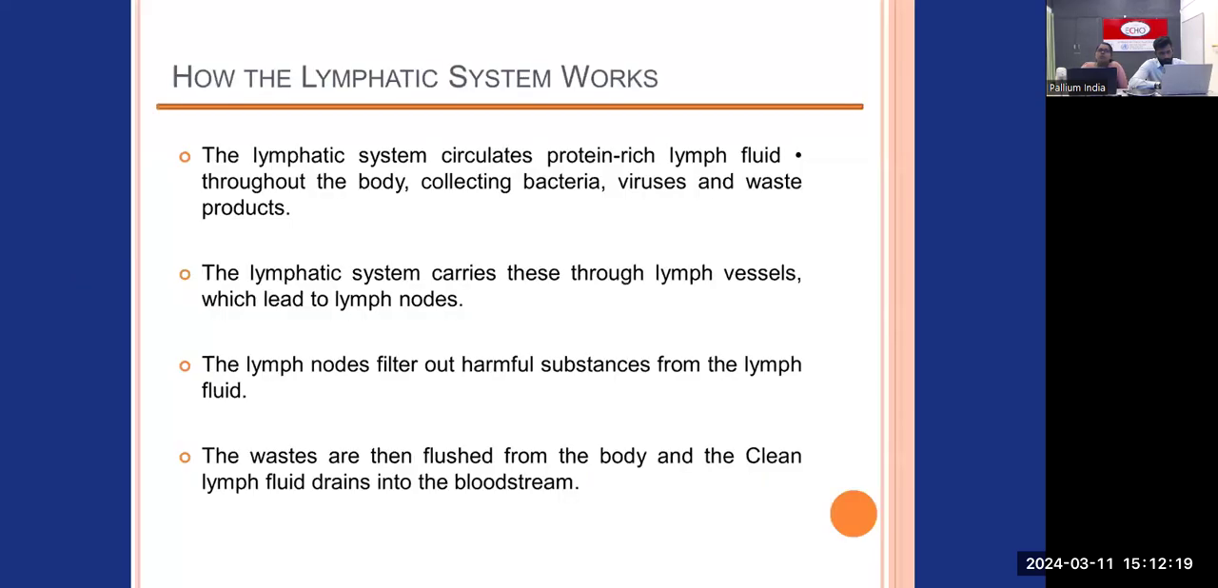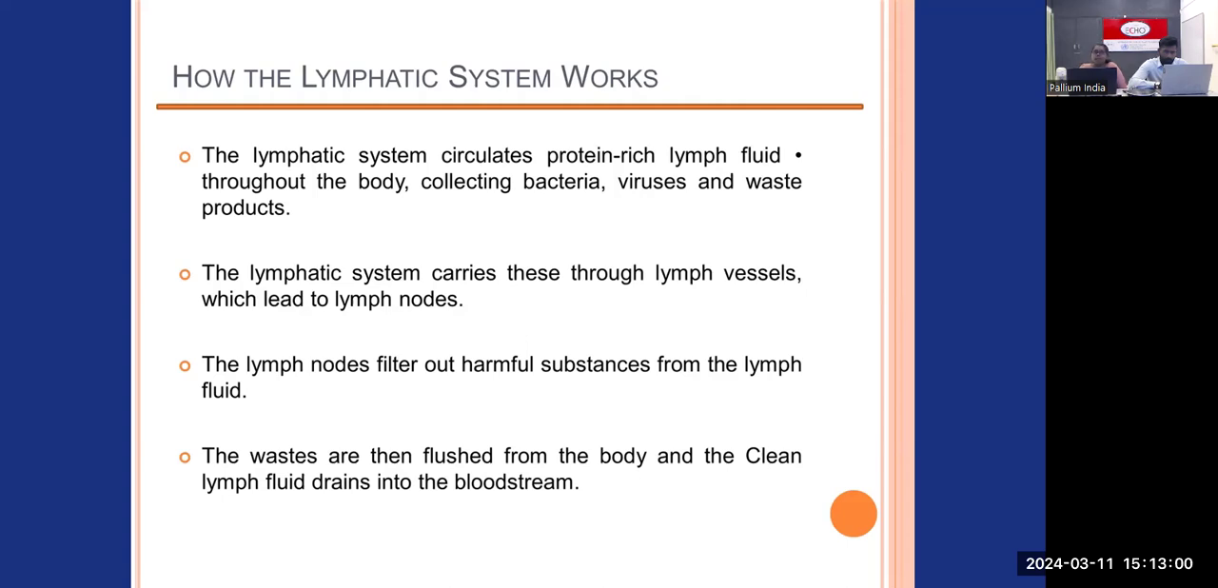How does the lymphatic system work? The lymphatic system circulates protein-rich fluid throughout the body. It might contain bacteria, viruses, and waste products. The lymphatic capillaries have a blind end and are more permeable than blood capillaries. Whenever there is interstitial fluid, the lymphatic capillaries absorb the fluid from the interstitial space. It might contain bacteria, viruses, and waste products.